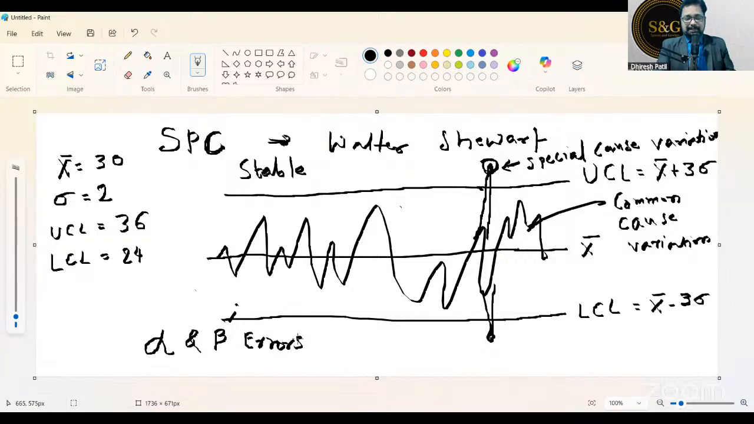That's why Walter Shewhart decided that between +3 and -3 standard deviation, if the process is flowing, that is called a stable process. If there is a glitch, then it is called an unstable process. Clear, everybody? With me, the fundamentals are clear. So we are checking the stability of the process, whether the process is predictable. Okay, we have to monitor this, right? Very good.